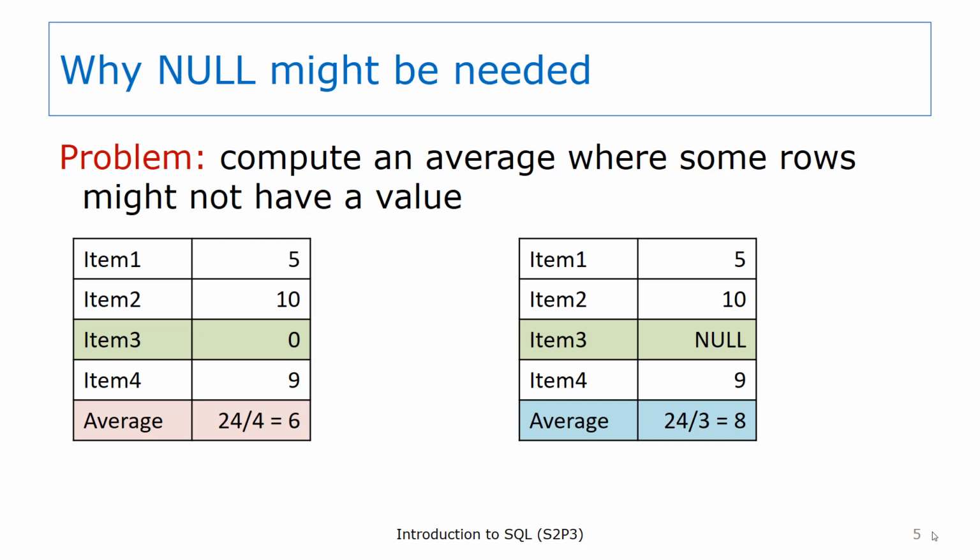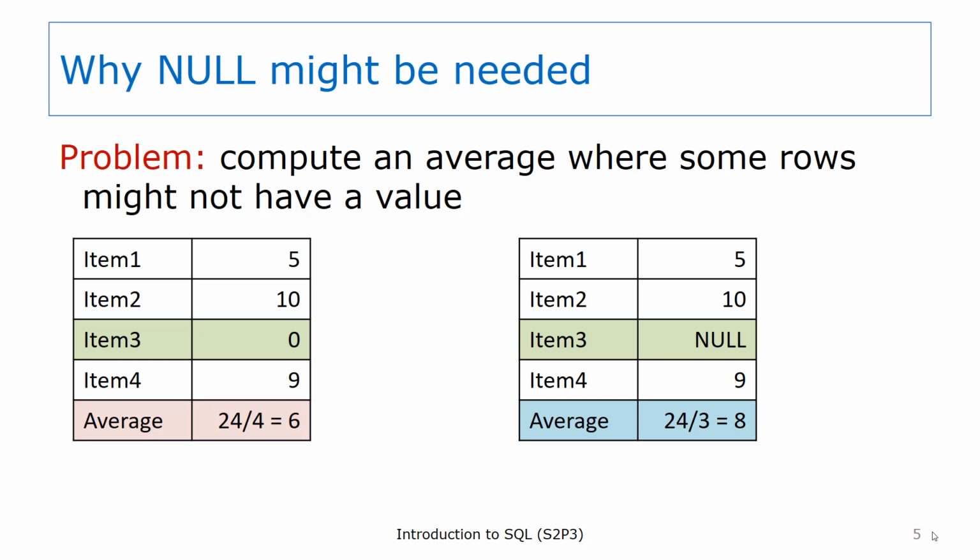Here is a problem. You have a table that contains a list of items and a quantity. You want to find out the average quantity. Now the question is, do you want to find the average based on the number of items, or do you want the average based upon only those items that had a quantity?